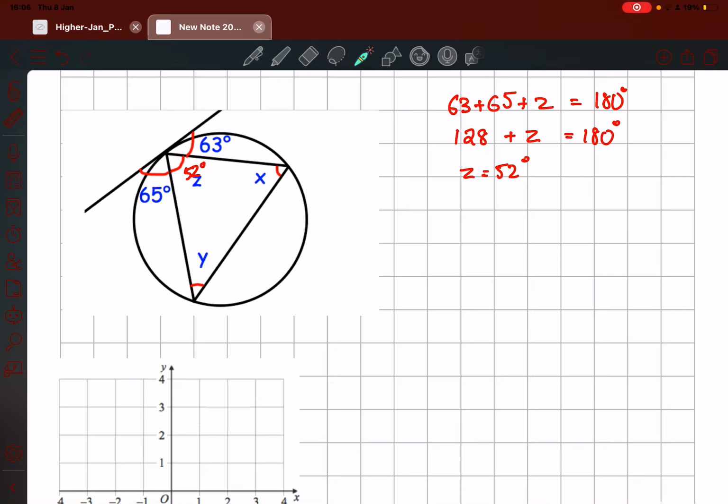The next one, we're going to use the alternate segment theorem. So the alternate segment theorem, this is how I think about it. If you look at this angle here, which is 65.